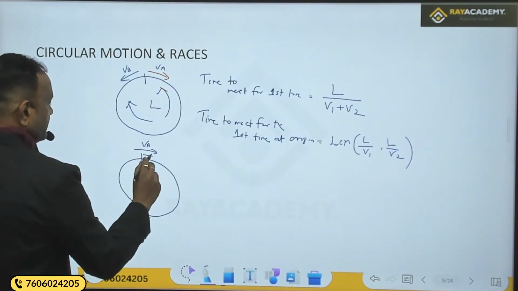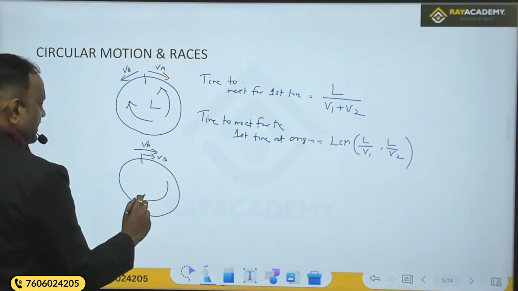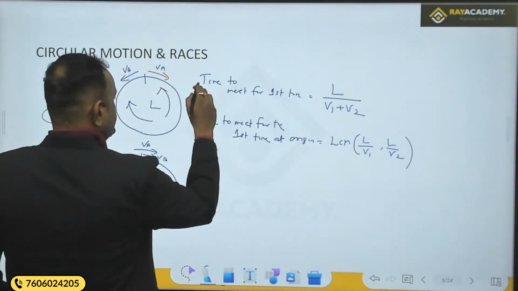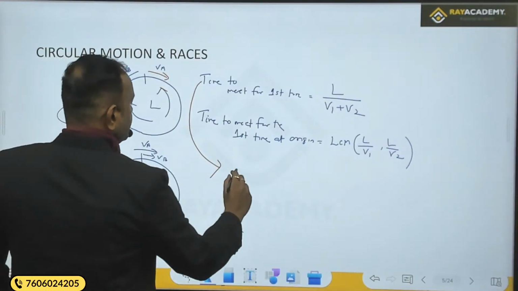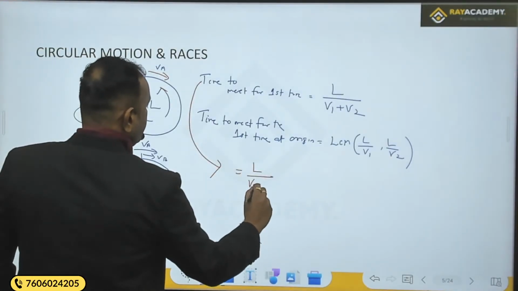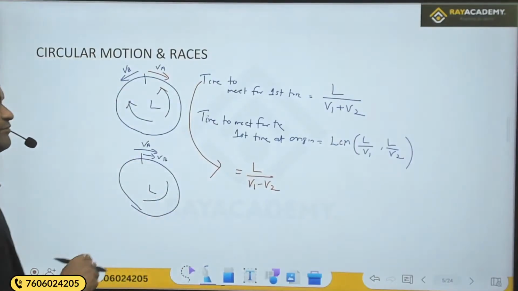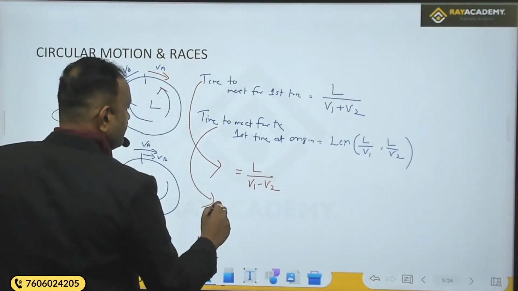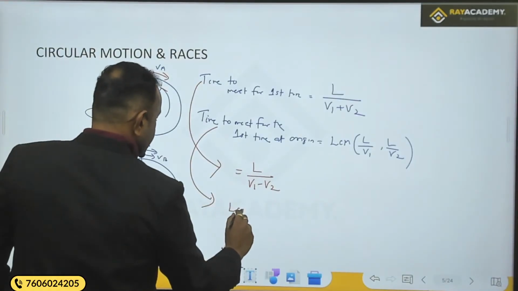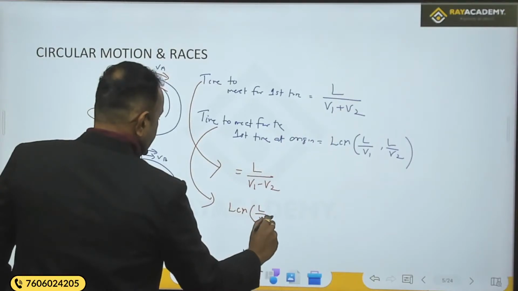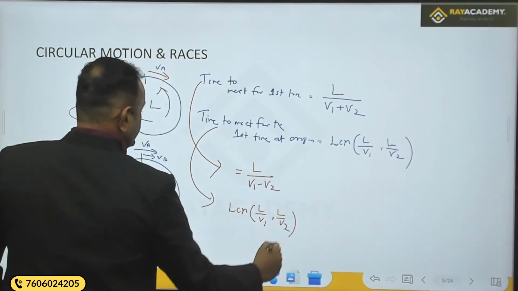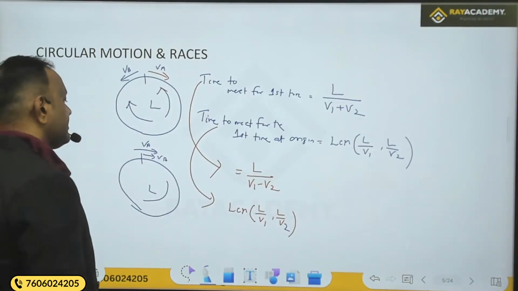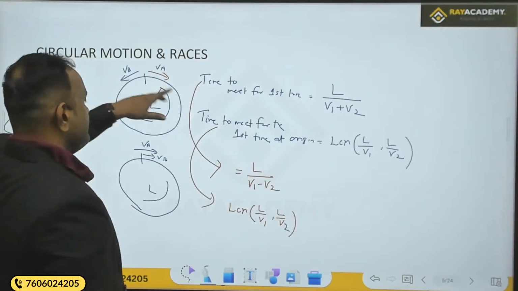VA, another person VB, same length L is given. So the time to meet for the first time will be L by V1 minus V2, right? Because they are traveling in the same direction. But for this other case, the time to meet for the first time will remain the same, that is the LCM of L by V1 and L by V2. They may be traveling in the same direction or the opposite direction, it is not going to change.